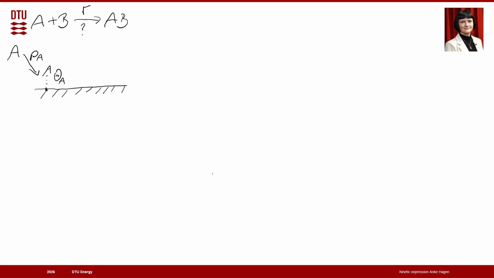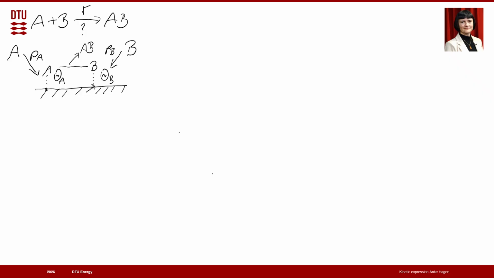There are different mechanisms. For our example, we assume that also species B comes from the gas phase. Concentration is again expressed by partial pressure. Species B is adsorbed as well on an active site with a concentration of theta B. Then those adsorbed species react with each other to form the reaction product AB, which is desorbed.